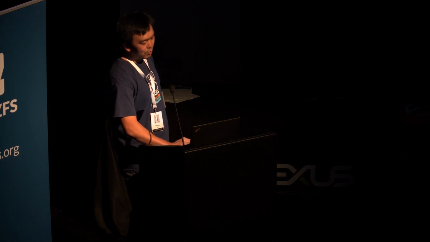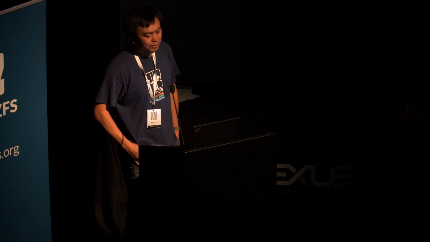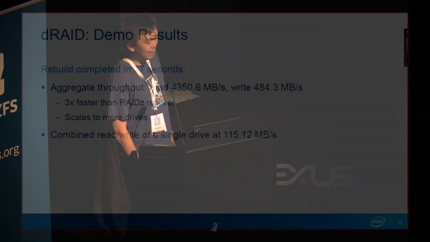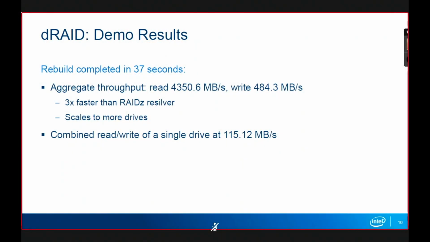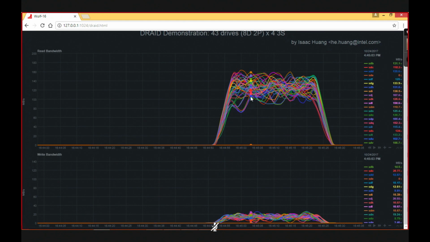The last figure of interest here is the combined read-write throughput of a single drive, which is 115 meg, and this is lower than what the drive is capable of doing, which is about 150. The main reason for that is that this pool is only 2% full. Due to the nature of parity declustering, when you have so many drives but so little data, it's kind of hard to distribute the load to all the drives completely equally. So during the process, we'll see that some drives go slightly faster and some go a little bit slower. That's what brings down the average combined throughput for each drive. But that's not a problem once you have a pool that is at least 10% full.